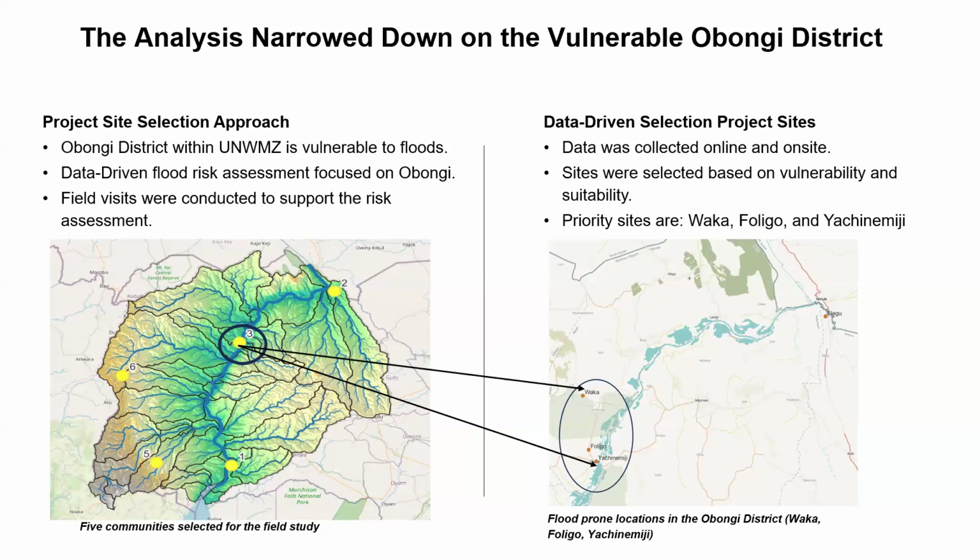We found that after comparison, number 3, Waka, was more appropriate. When you look at number 3, it basically involved 3 sites still, after visiting all 6 sites, with rocks to Waka, Foligo, and Wanamich as the flood-prone areas within Obongi district.